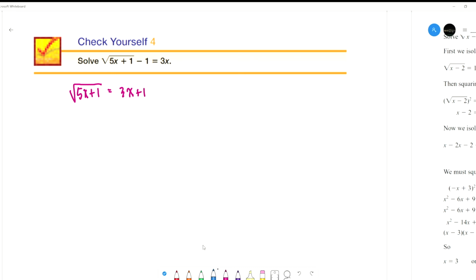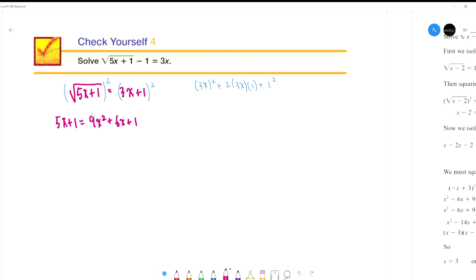Next, I can square both sides, right? And when I square both sides, I get 5x plus 1 on the left-hand side, and I'm going to get 9x squared plus 6x plus 1 on the right-hand side. Now, does everyone know how I got that? If you forgot, the formula is (3x) squared plus 2 times a times b, right, plus b squared. That's your 9x squared plus 6x plus 1.